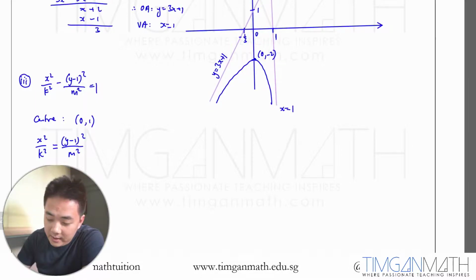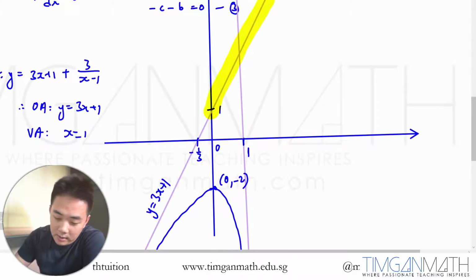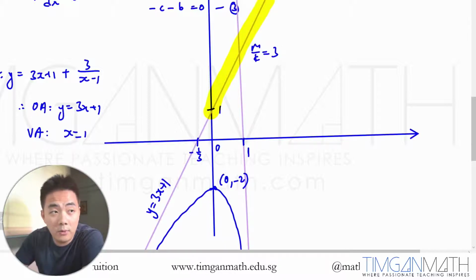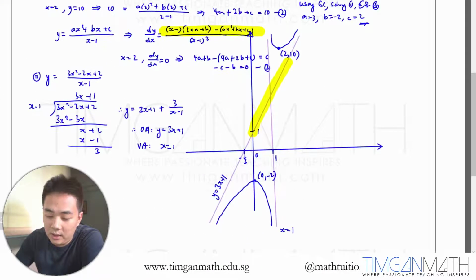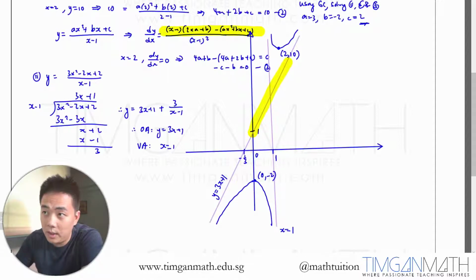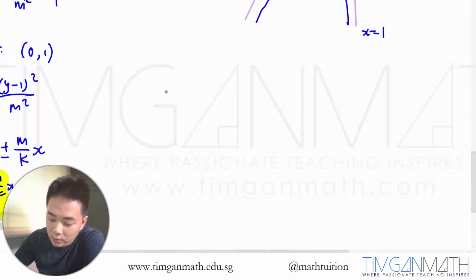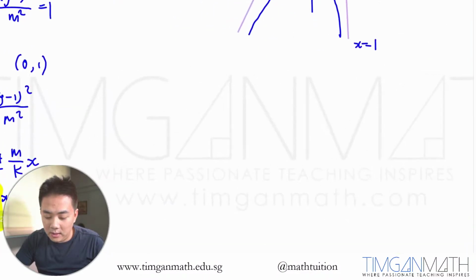So to visualize this, you know that this line here is actually m over k equals 3. Anything more than 3 for m over k, if the gradient of this asymptote is more than that, you would actually intersect the curve twice. So in observation, to visualize this, I'll just bring up the Desmos app so that you could see this clearly.